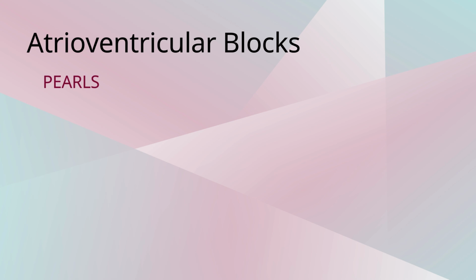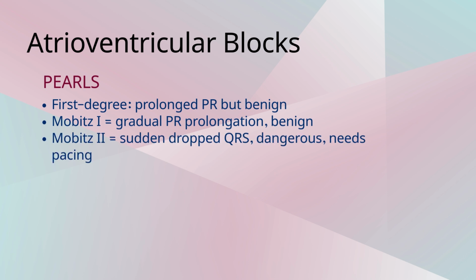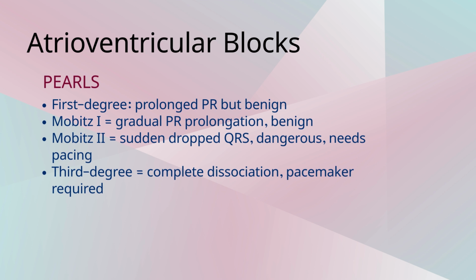So in summary, let's look at our pearls. First degree, prolonged PR, but benign. Mobitz I, Wenckebach, progressive PR lengthening until a drop, often benign. Mobitz II is a sudden drop. It can be dangerous and progress and usually needs pacing. And then third degree, complete AV dissociation, always needs a pacemaker.